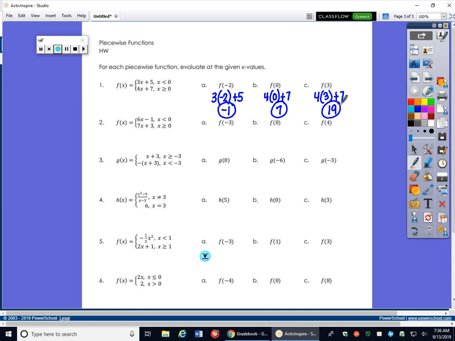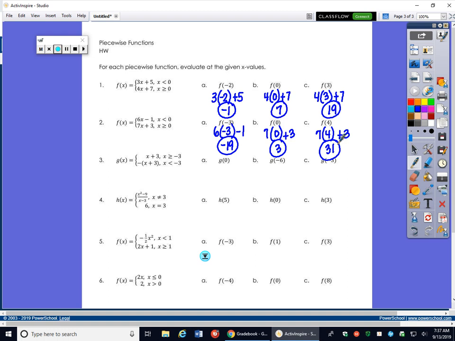The next function, f of negative 3 occurs at the top equation, so 6 times negative 3 minus 1 is going to be negative 19. F of 0 occurs at the second equation, so 7 times 0 plus 3 is going to be 3. And f of 4 occurs at the bottom equation, so we are going to do 7 times 4 plus 3, which is 14. I was adding, just kidding. Which is 31.